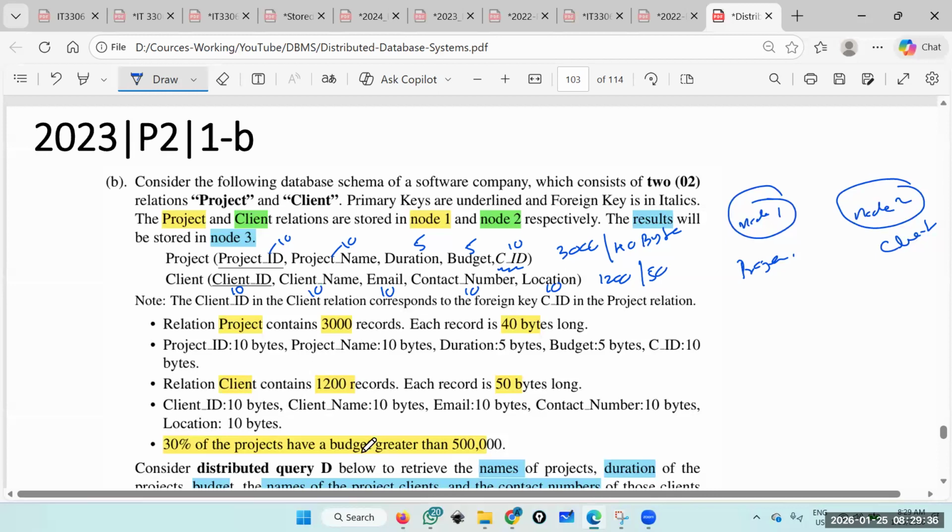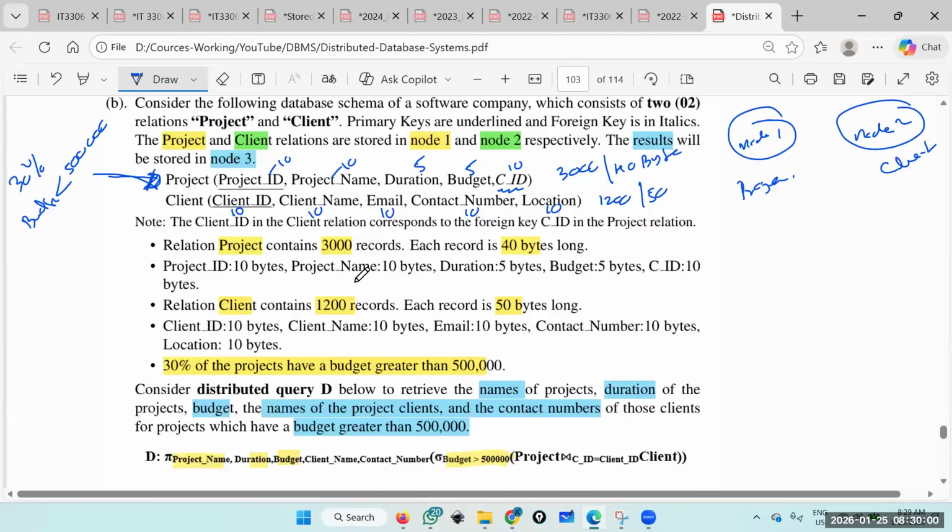30% of the projects have budget greater than 500,000. 30% of the projects have budget less than 500,000. Okay. Right. So now we have all these details.